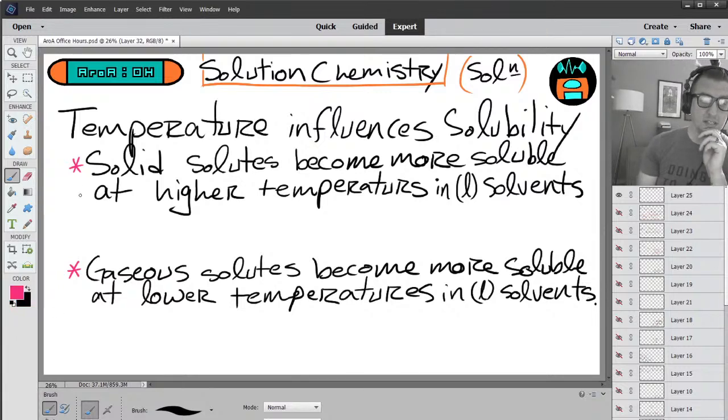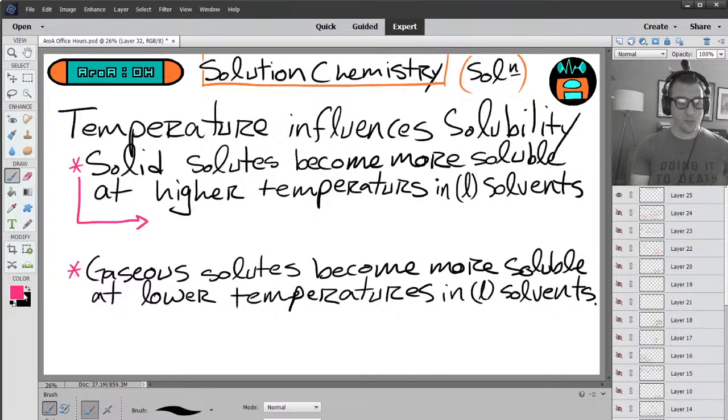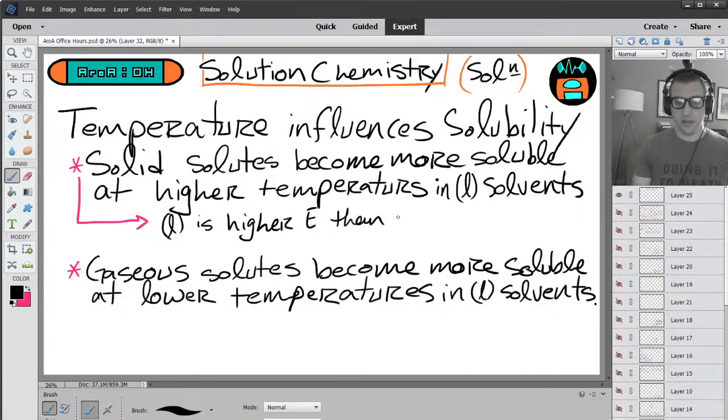The reason why solids become more soluble at higher temperatures is, when you think about it, the liquid phase is higher in energy than the solid phase, right? And so a higher temperature, a hotter liquid is able to give that energy to the solid and pull it up into solution. So the more energy that's there, it can give that energy to the solid solute, and more dissolves in solution.